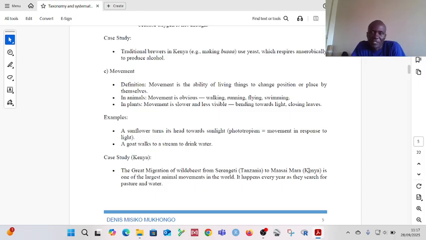This whole concept of movement finds huge application in the wild beast migration, where animals are now moving from Serengeti in Tanzania to the Masai Mara in Kenya. Okay, so that movement, the animals are moving in search for food and water, pasture and water. But it has become one of the greatest occurrences in the world. So people come to watch, and as a result, there is generation of revenue.